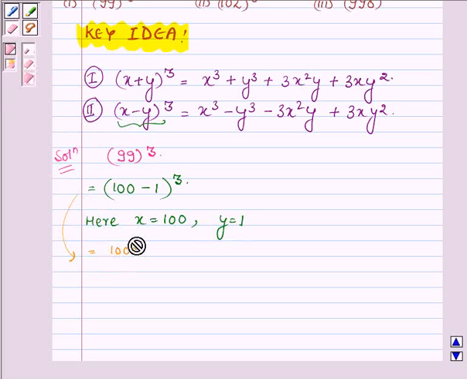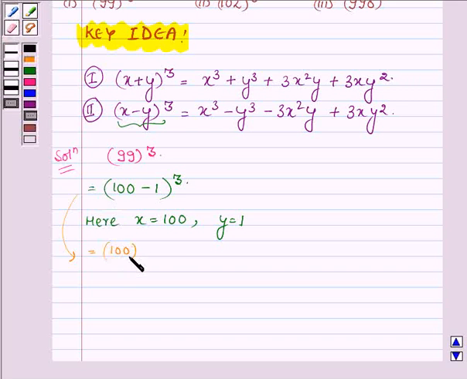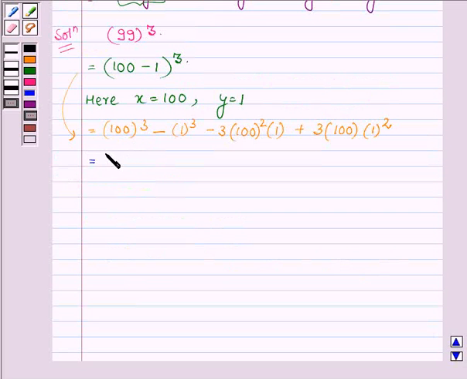100 whole cube minus y cube, that is 1 cube, minus 3 into x square y, x is 100, that is 100 square into y is 1, plus 3 into xy square. So x is 100 and y is 1 square. Now 100 cube is 1,000,000, minus 1, minus 3 into 100 square is 10,000, plus 3 into 100 is 300.